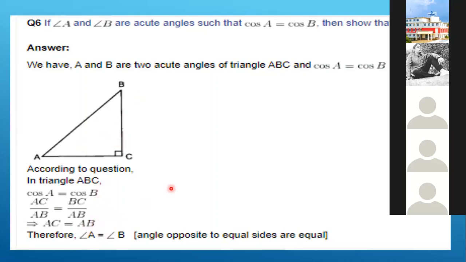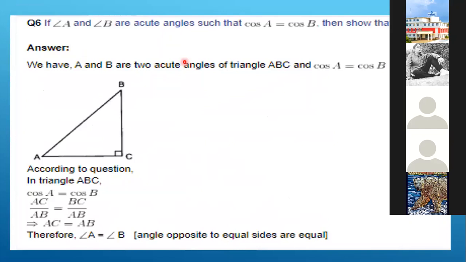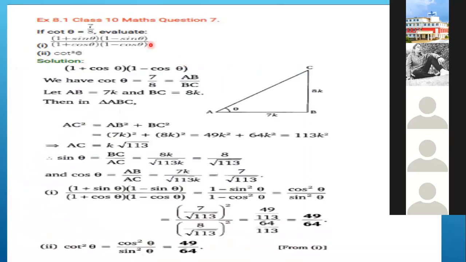Good. Any doubt in this sum? Will you move to the next one? Next one. Cot theta they gave 7 by 8. Note down the value, children. Cot theta is equals to 7 by 8. You all having a textbook, right? Seventh one. Cot theta is equal to 7 by 8. Evaluate. Write down the question, children.